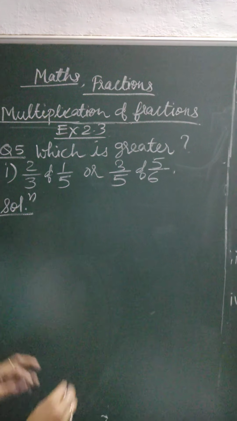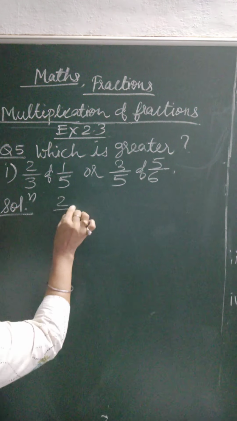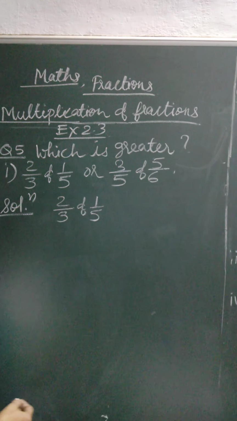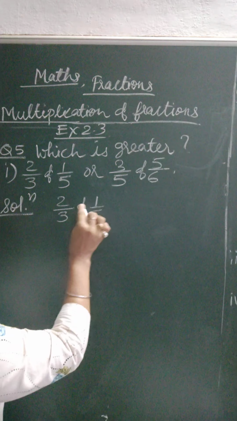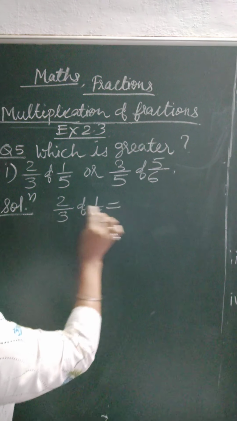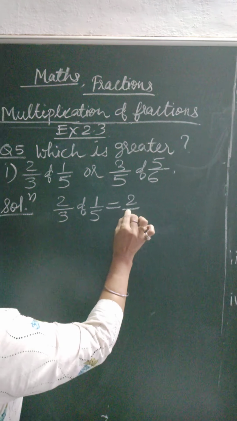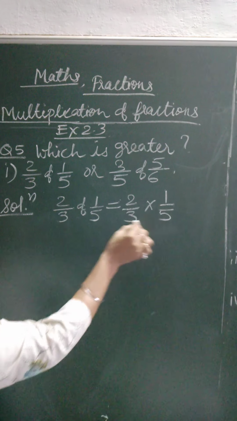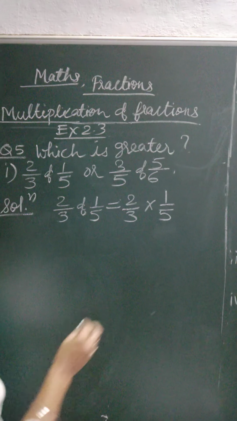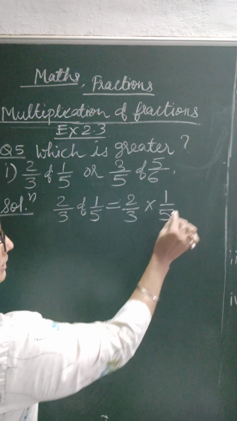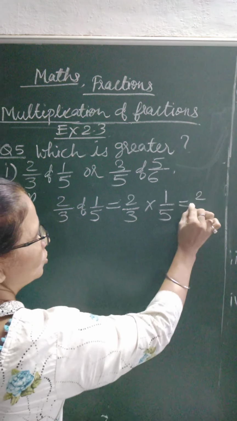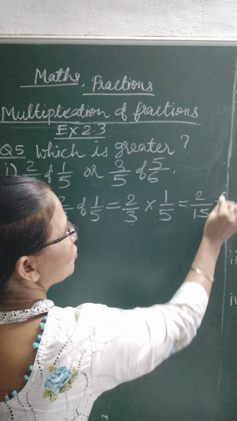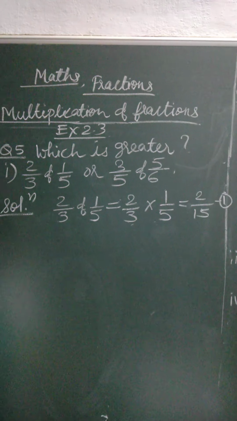Solution means answer. Write down the first one. First one is what? 2 by 3 of 1 by 5. You all know very well, of represents the multiplication sign. So simplify now. 2 by 3 of, means multiplication, 1 by 5. Can we convert it to lowest form? No. So just multiply numerators and denominators. So 2 ones are 2 and 3 fives are 15. Suppose this is number 1.